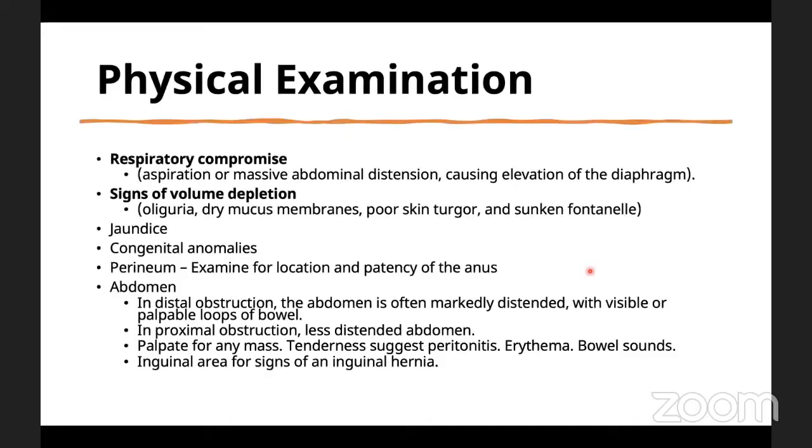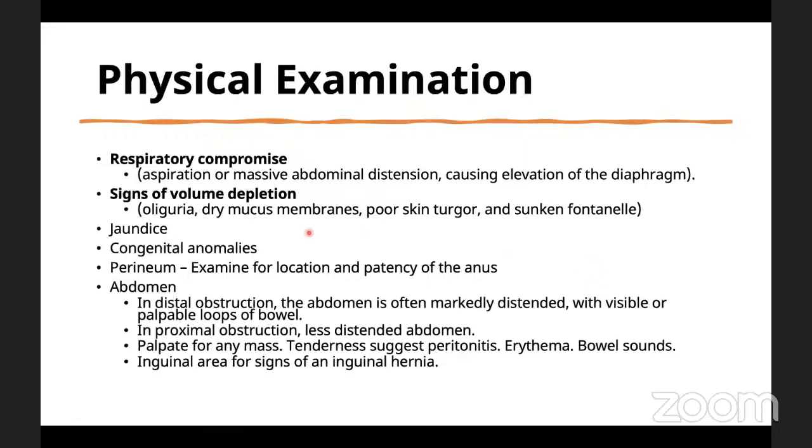Physical examination is also very important. Apart from vital signs, it is important to look for respiratory compromise, because abdominal distension, which might be massive, can result in elevation of the diaphragm, and that reduces the functional residual capacity and results in tachypnea. Also look for signs of volume depletion, for example, oliguria, dry mucous membrane, skin turgor, and sunken fontanelle.